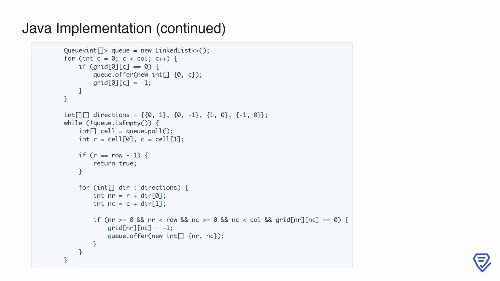For each neighbor, we ensure it is within the grid bounds, is not flooded, and has not been visited yet. If the neighbor is valid, we mark it as visited by setting its value to -1 and add it to the queue for further exploration. This process continues until the queue is empty or we find a path to the bottom row.